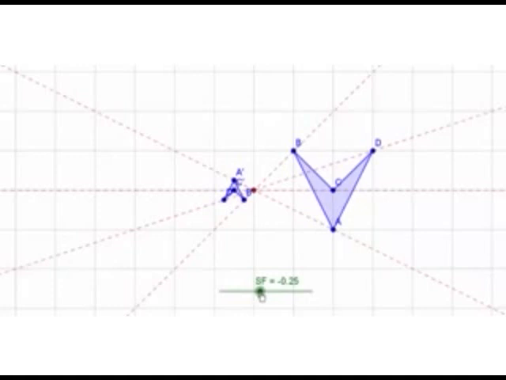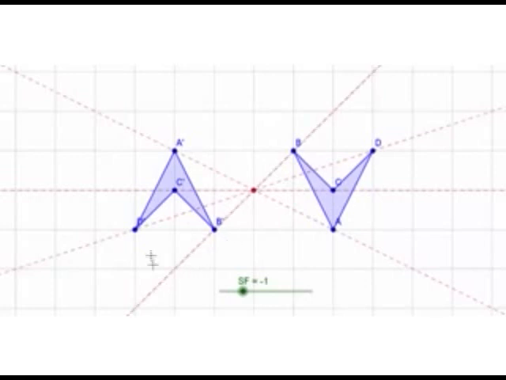-1/4, -1/2, -3/4, -1. Let's stop here for a while. At this scale factor, firstly, we have congruent shapes, meaning they have the same size and shape. And notice that the image is inverted. And you can see how that happened if you follow the points along the projection line.